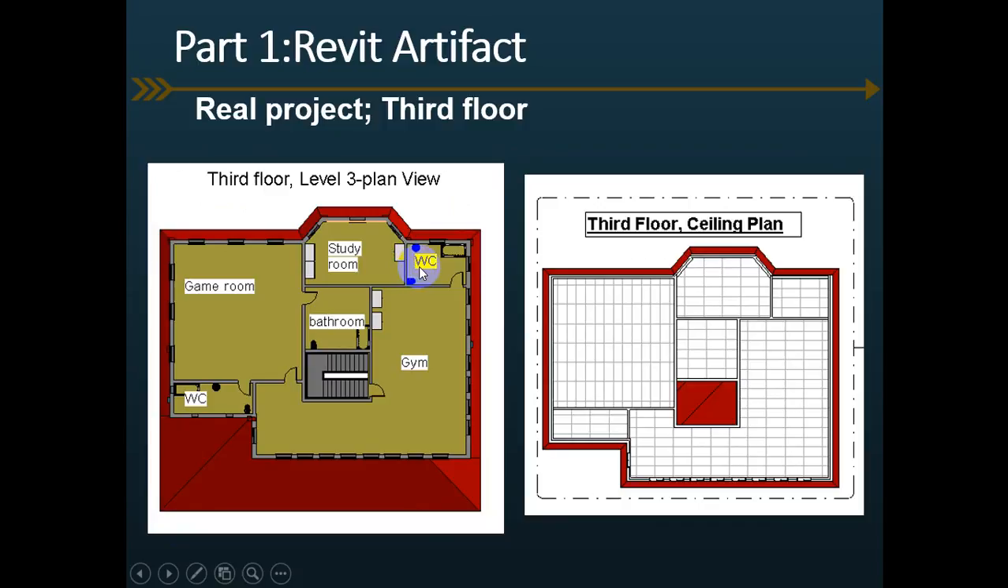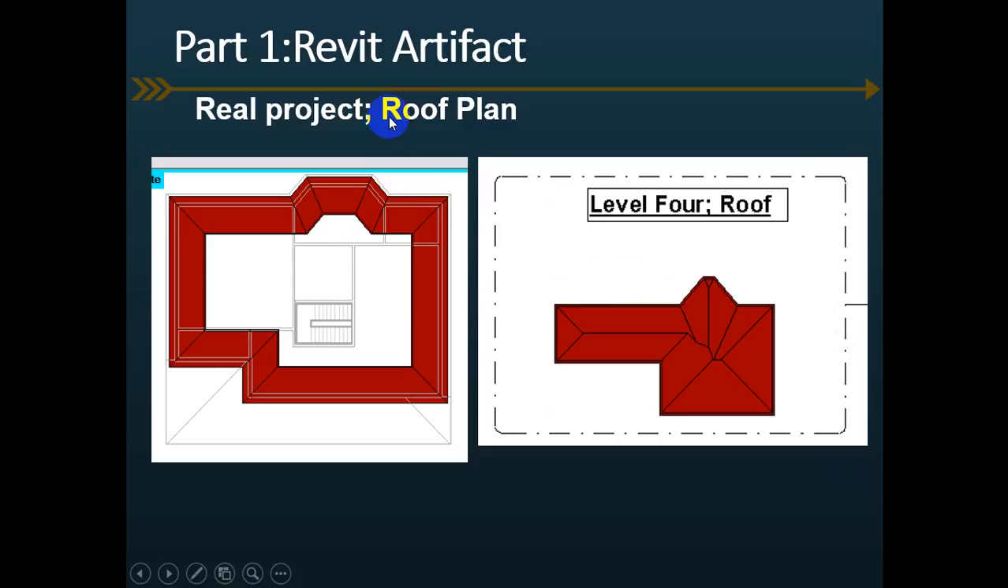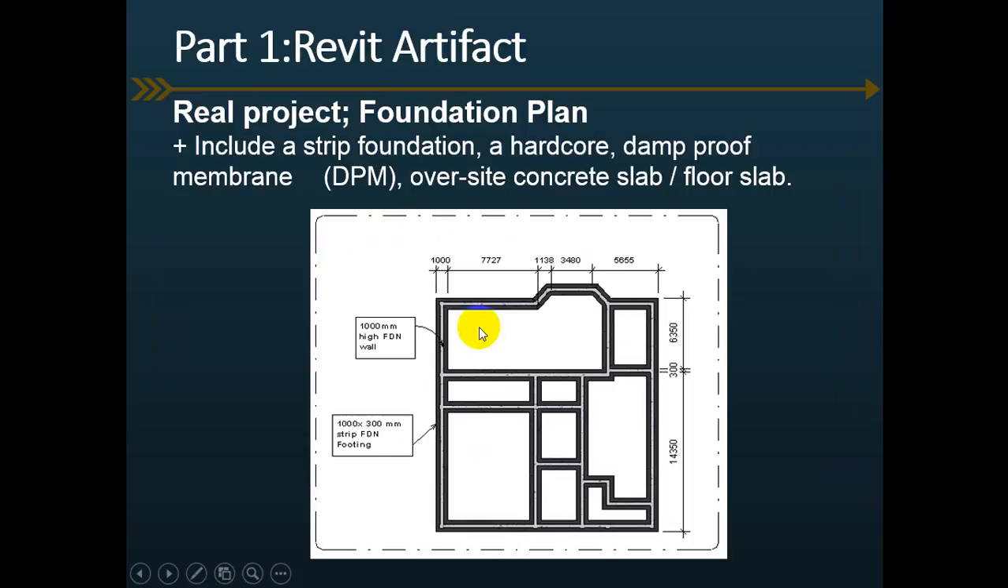And here is the third floor, the level 3 plan, and it also has the game room, a study room, a water closet, gym, bathroom, and the third floor ceiling plan as well. And this is the roof plan, which is on the fourth level. And here is the foundation plan.